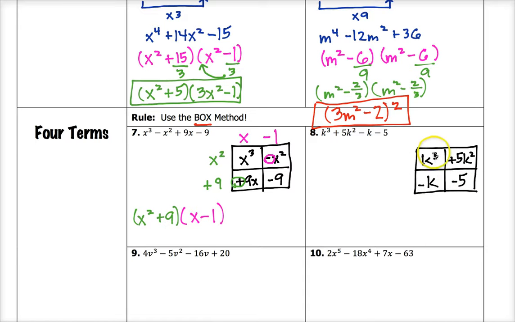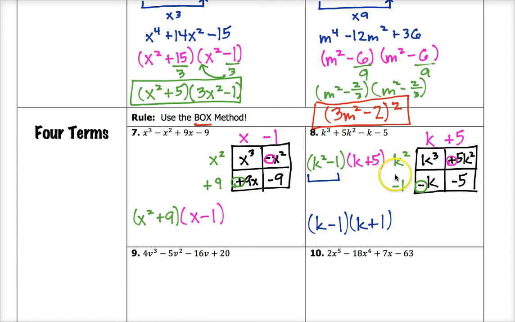Okay, for your top row, the GCF would be k squared. For the bottom row, again, follow this sign, so it would be a minus 1. And then for the first column, the GCF would be k. For the second column, follow the plus sign here, it would be a plus 5. So this factors into k squared minus 1 times the quantity k plus 5. And then this binomial you can actually factor further because it's a difference of squares. So this becomes k minus 1 times the quantity k plus 1, and then your k plus 5 still comes down at the end.